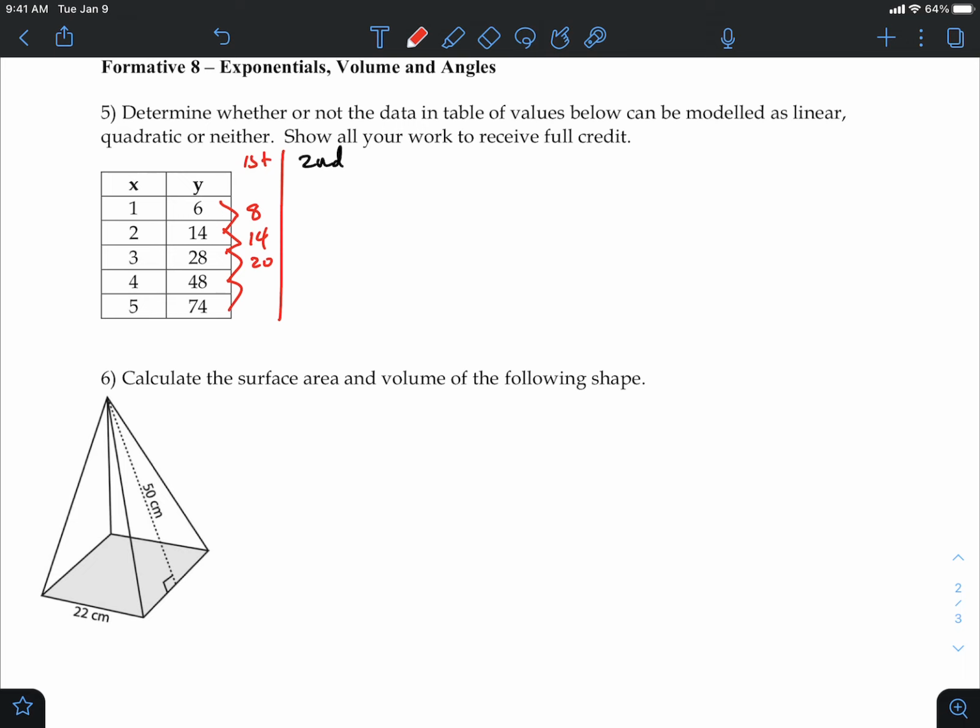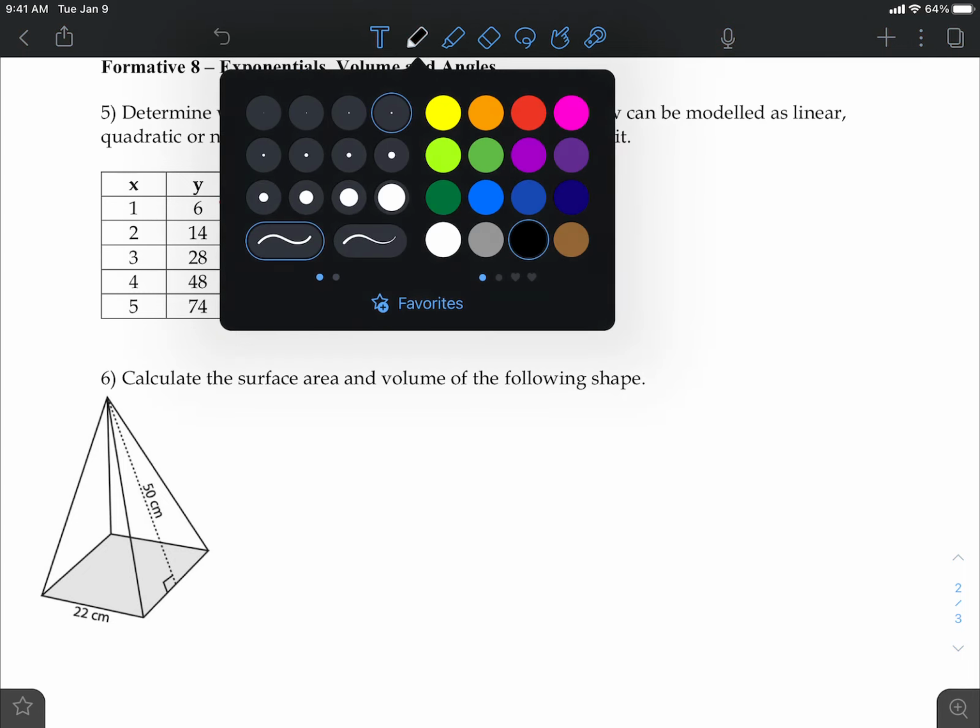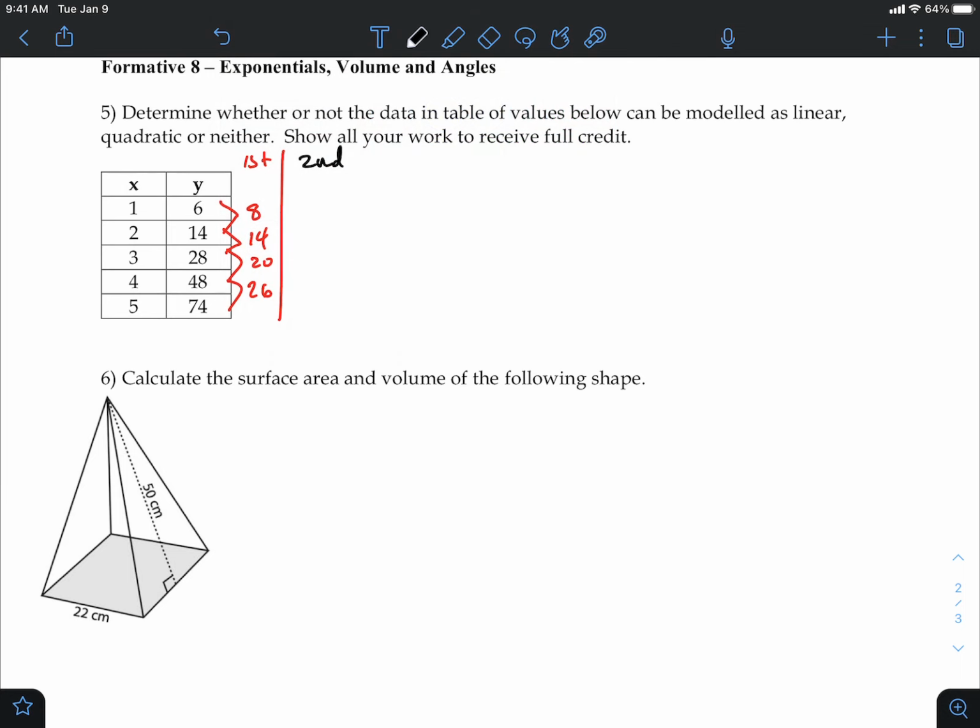Okay, are we happy here? From 48 to 74, what's that? 20. All right, that's better. Do those match? So what conclusion can you draw currently? You can't answer the question yet, but you can definitely eliminate one of the answers. Yes, Opal? It's not linear, because these don't match. Not linear.